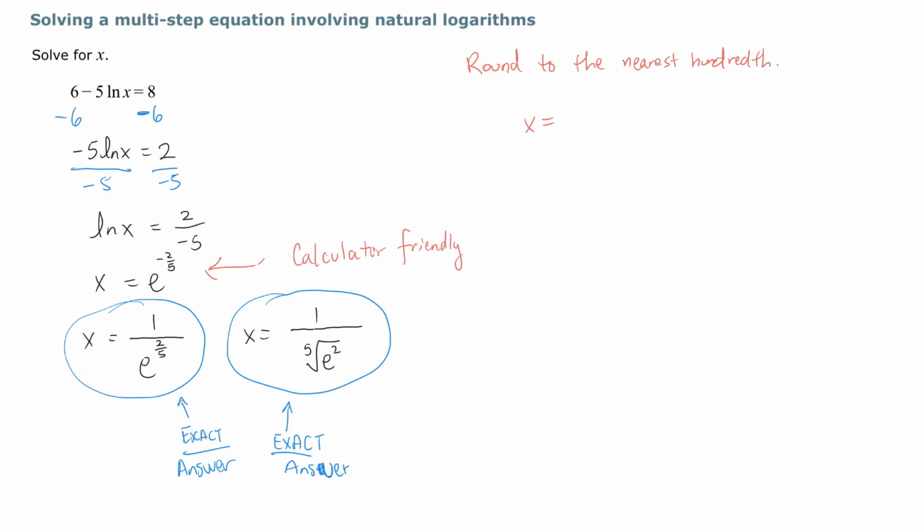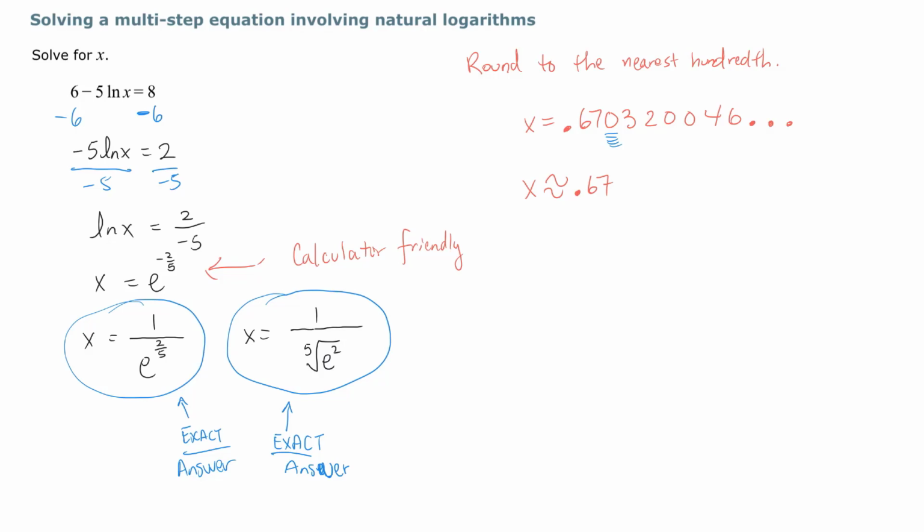So x is this long decimal, and there are 3 dots after it, indicating that this decimal never stops. Now we want to round this to the nearest hundredth. So we're going to look in the thousandths place. The thousandths place is 0, which is less than 5. So we're going to go ahead and round down. x is approximately 67 hundredths.